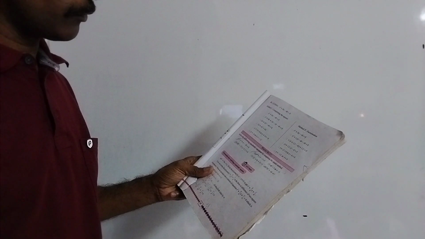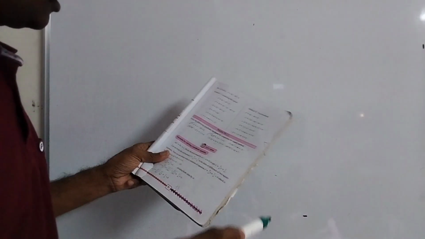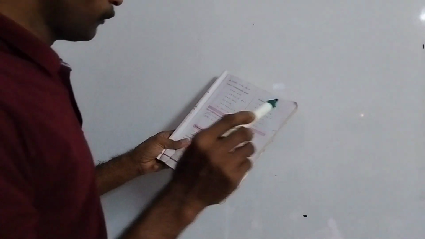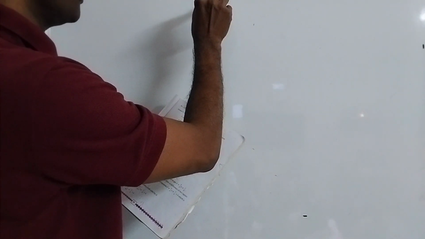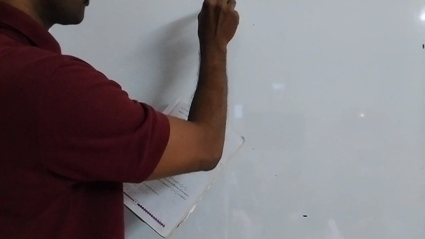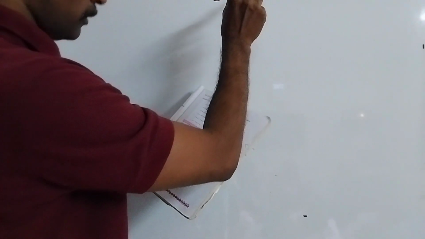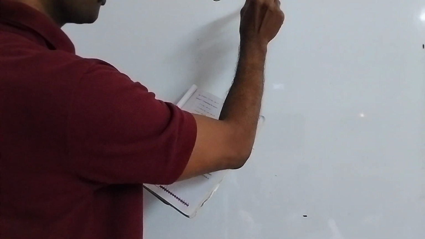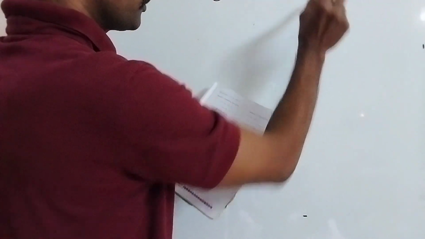Practice set 2.3. Solve the following quadratic equations by completing the square method. Okay. Now I will take the second example. Example number 2: x square plus 2x minus 5 is equal to 0.